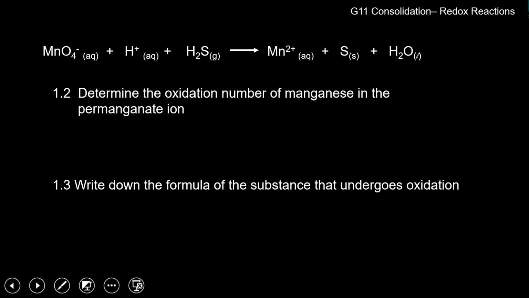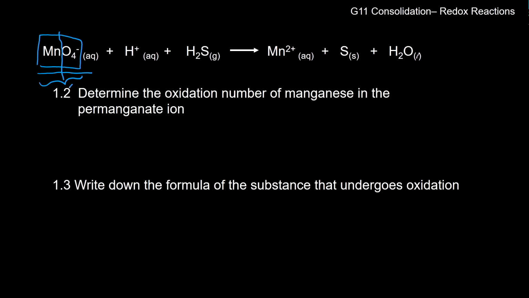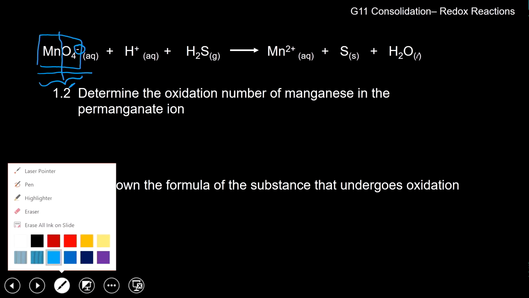What's our next question? Determine the oxidation number of manganese in the permanganate ion. Okay, so we are going to take this ion here, and we are going to work out the unit oxidation number of manganese. Like we've done before, we're going to draw a line through it. We know that our overall charge here needs to be minus. Why do I know? Because there's the minus there. I'm going to swap over pens so we can see more clearly.